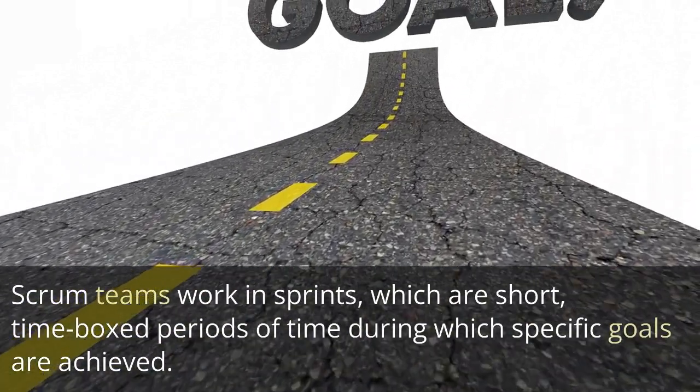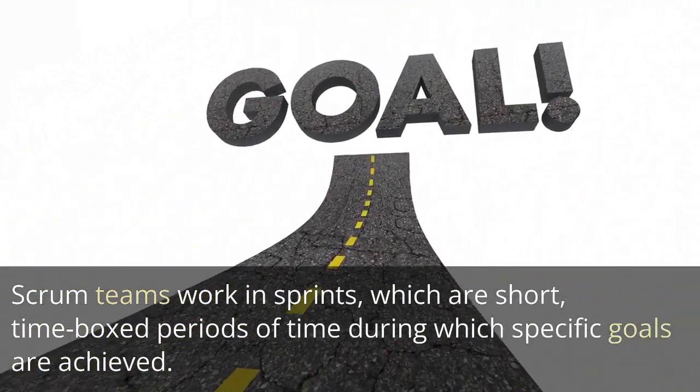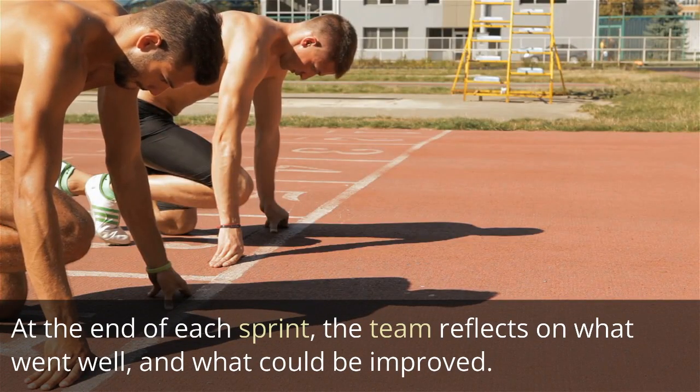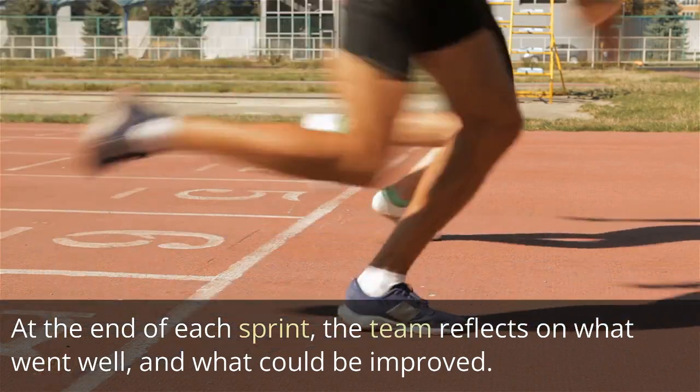Scrum teams work in sprints, which are short, time-boxed periods of time during which specific goals are achieved. At the end of each sprint, the team reflects on what went well, and what could be improved.